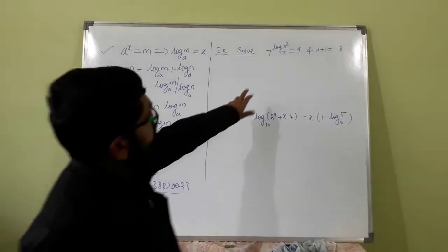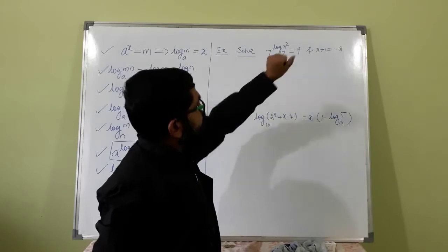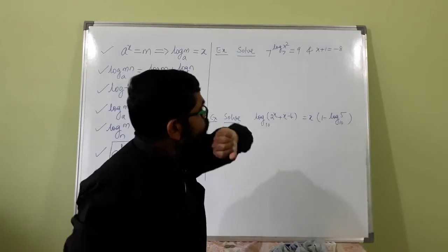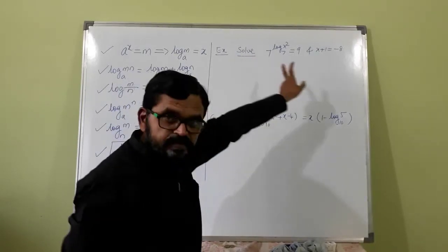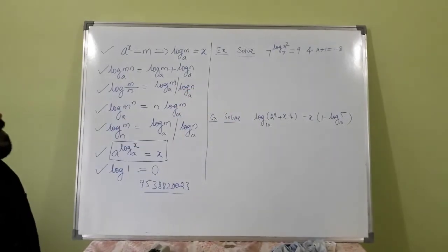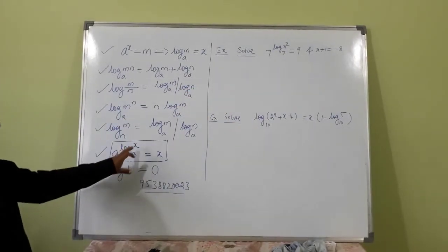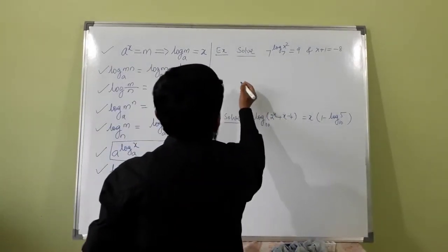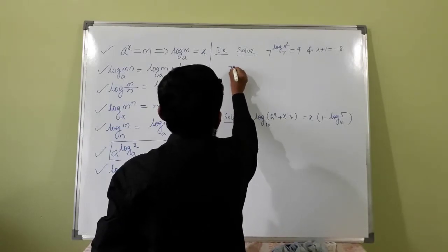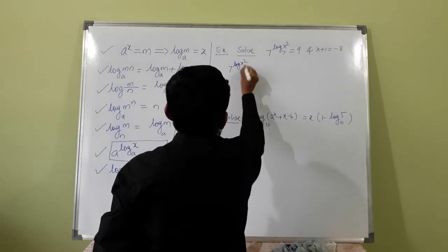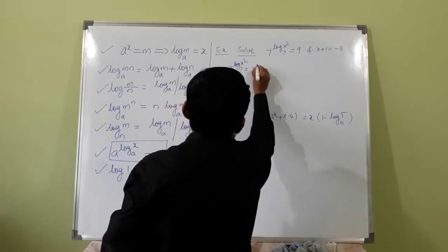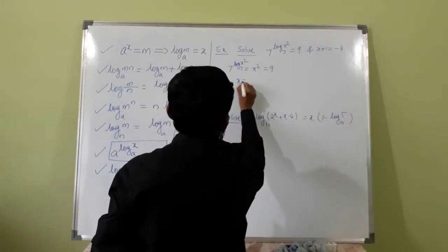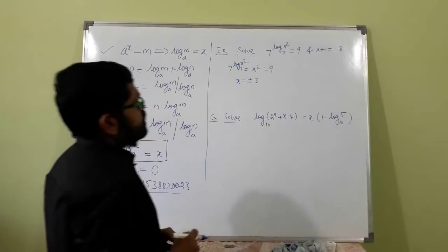Consider another example. 7 to the power log x square to the base 7 is equal to 9, and x plus 1 is equal to minus 8. You have to find the value of x. Solve means you have to find the value of x which satisfies both the equations. See, a to the power log x to the base a is x. So that implies 7 to the power log x square to the base 7 is x square, which is equal to 9. Therefore x is equal to plus or minus 3.